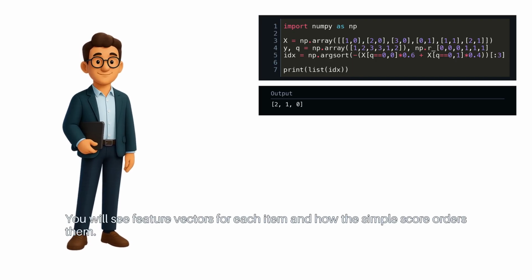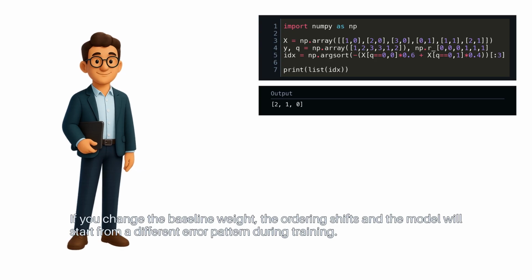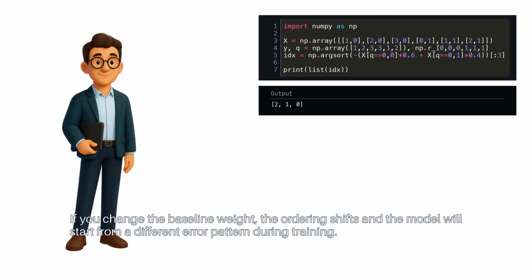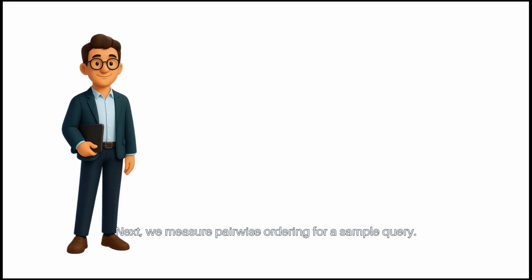You will see feature vectors for each item and how the simple score orders them. If you change the baseline weight, the ordering shifts and the model will start from a different error pattern during training.